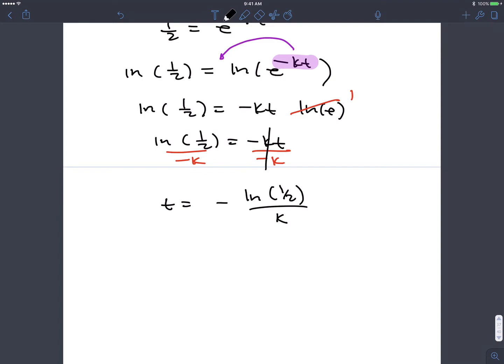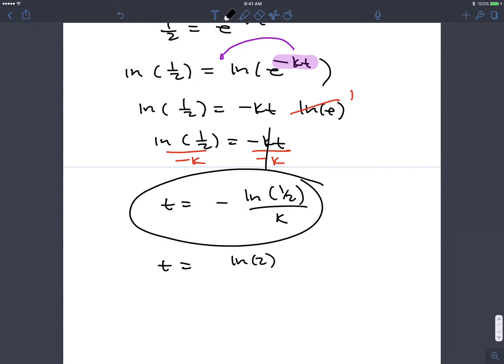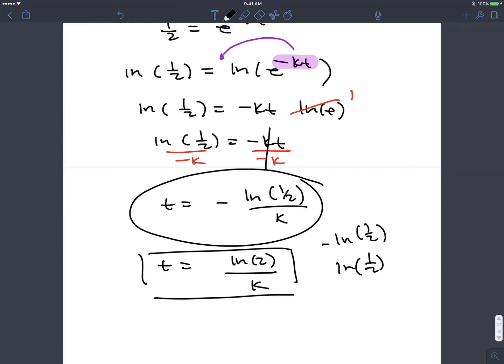And if you want to use some properties, we can say this is the amount of time, the half-life time, that's going to give us our half-life. Or we can say that t will be the natural log of 2 over this k value by properties of logs. You see, the minus natural log of 1/2 is natural log of the reciprocal of 1/2. That's going to give us natural log 2, nevertheless.